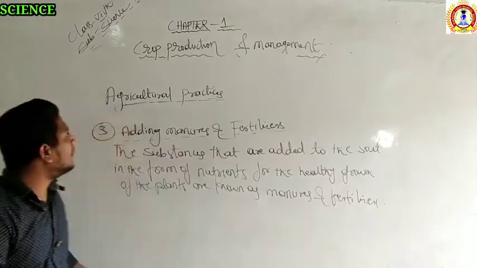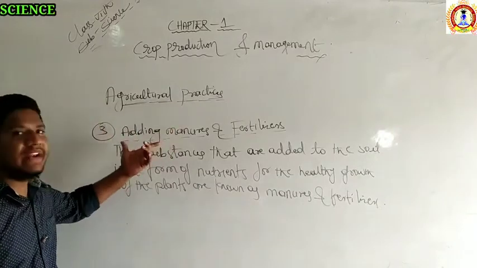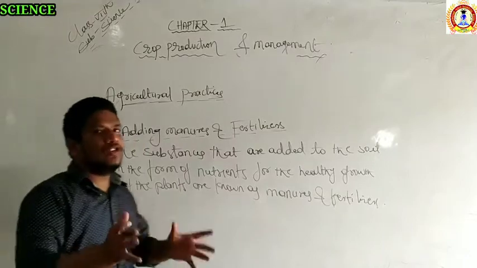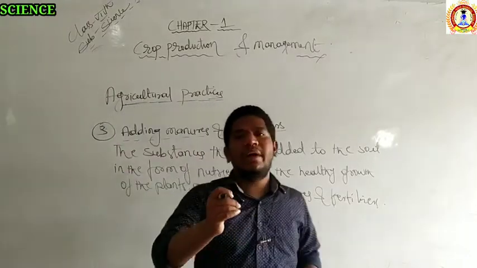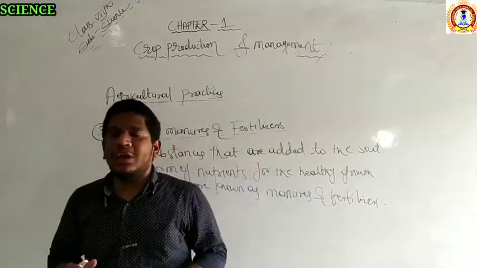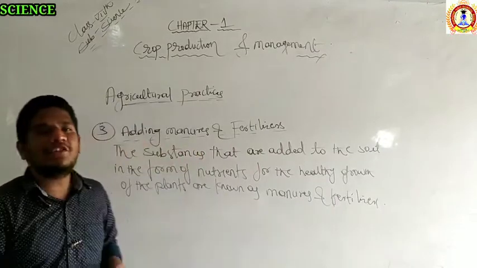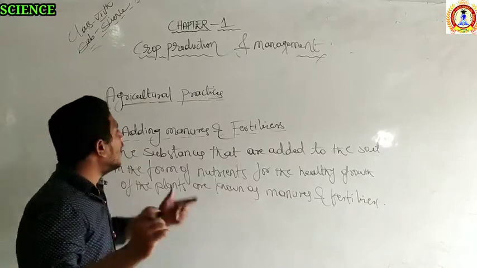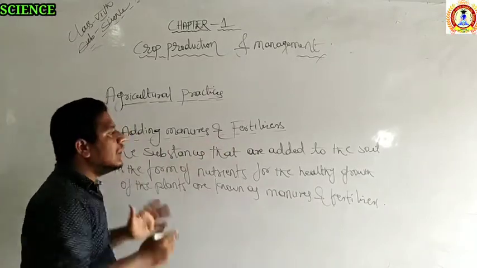We will discuss the third agriculture practice, that is adding manures and fertilizers. For the healthy growth of the plant, just as animals require food for their better growth and better health, even plants also require nutrients for their healthy growth. So that's the reason it is very important to add manures and fertilizers to the crops.